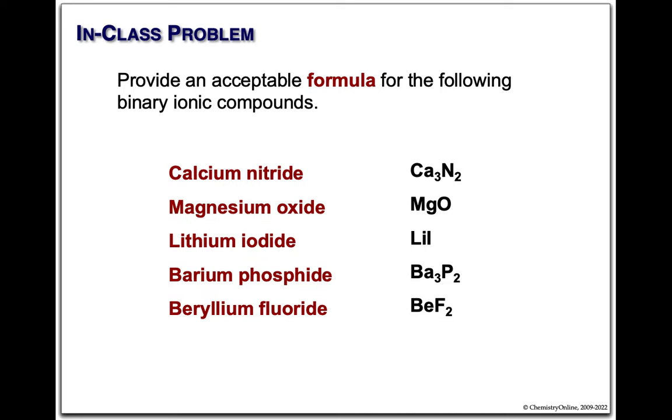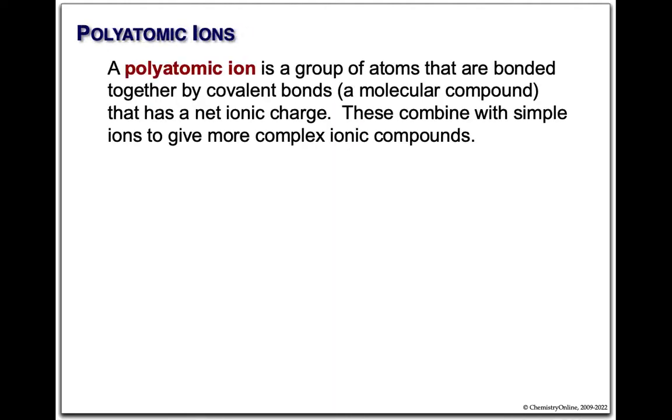Sadly, there is another class of ions called polyatomic ions that make it somewhat more complicated. Polyatomic ions is a group of atoms that are bonded together covalently. It's a molecular ion. These combine with simple metals to form complex ionic compounds.